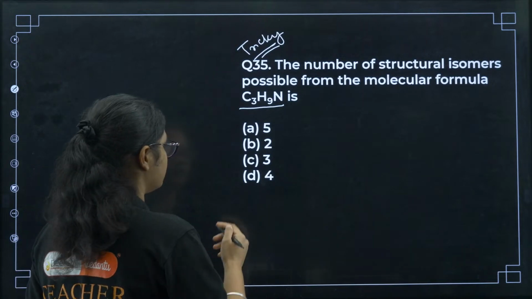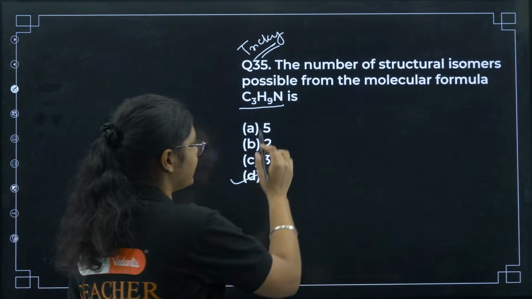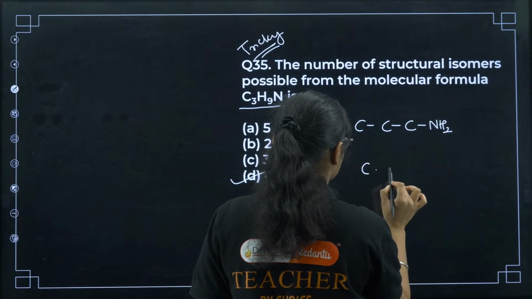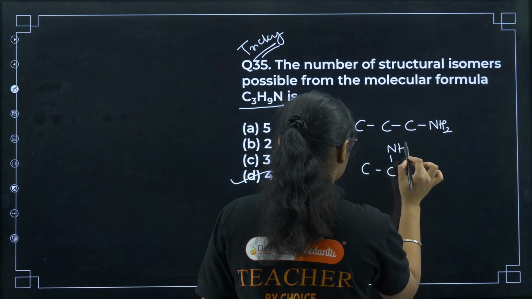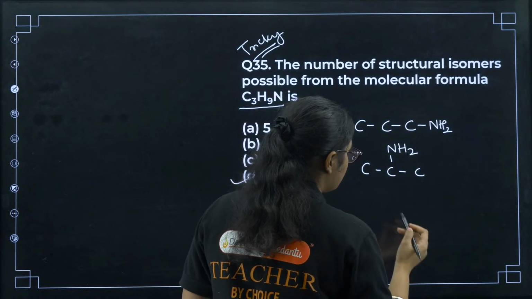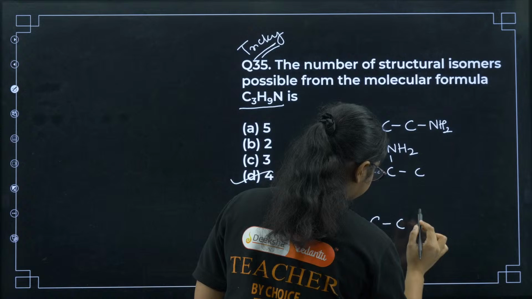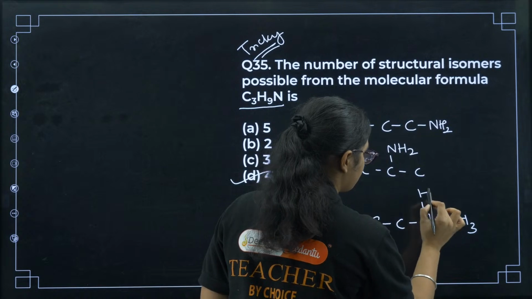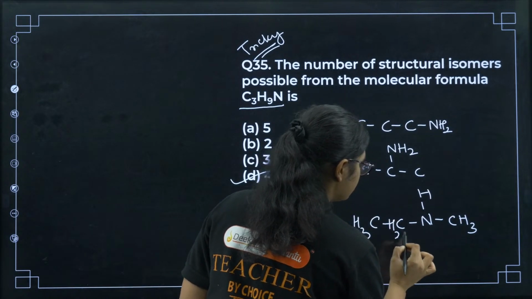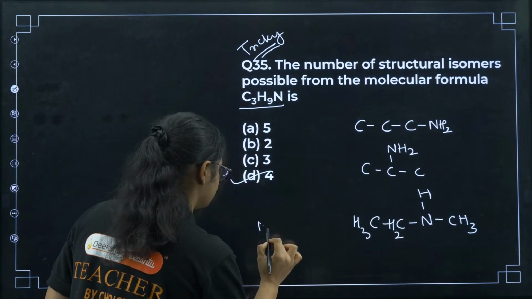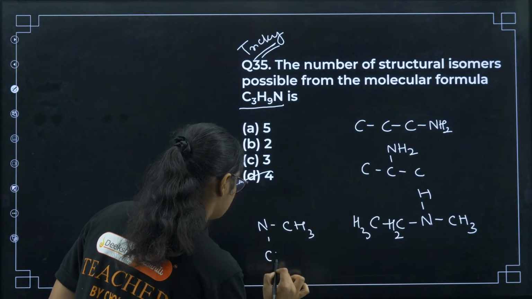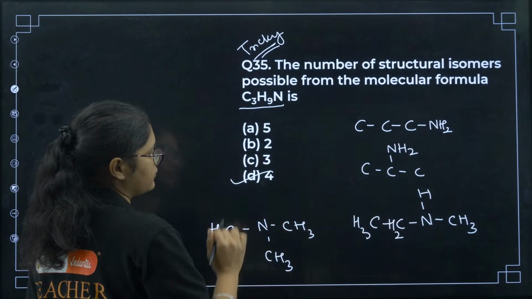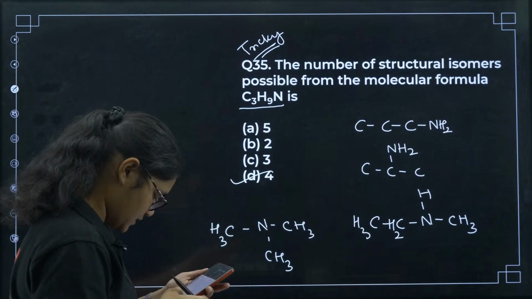35D, yes Shagufta, very good. D is the correct answer. C3H9N, see you can have one structure like this. Okay, this is structure number 1. This is structure number 2. Okay, we got 2 structures now. Now another structure I can have is like this, secondary amine. Okay, secondary amine, and another I can have is tertiary amine. Okay, so 1, 2, 3 and 4, that is option number D. 35D is the correct answer.